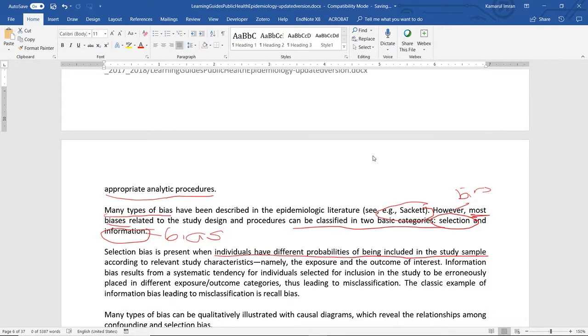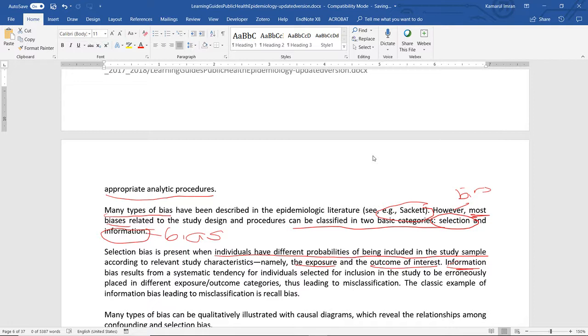So not everyone has equal probability of being included in the study sample. Some people have higher probabilities and some people have lower probabilities. So that is an example of selection bias. So this might be due to different definitions of exposure and different definitions of outcome of interest, right? Or bias in the exposure and bias in the outcome of interest.